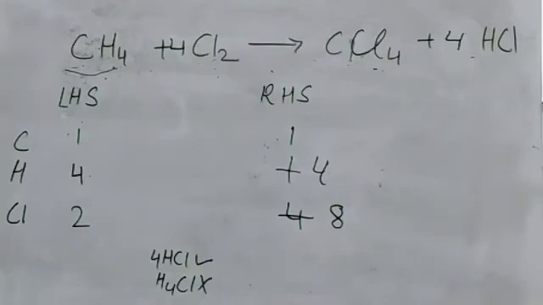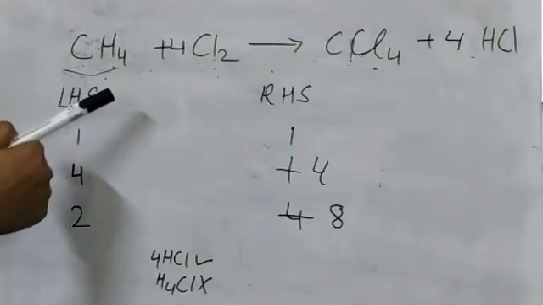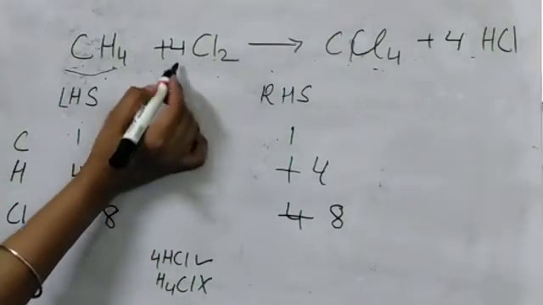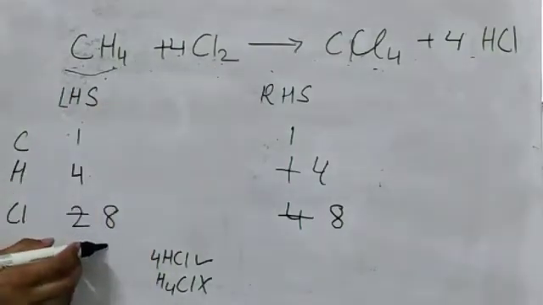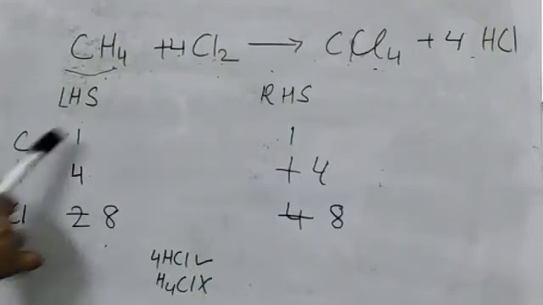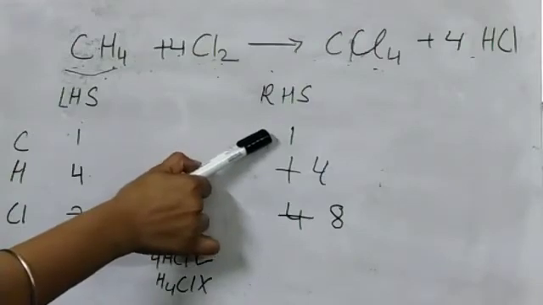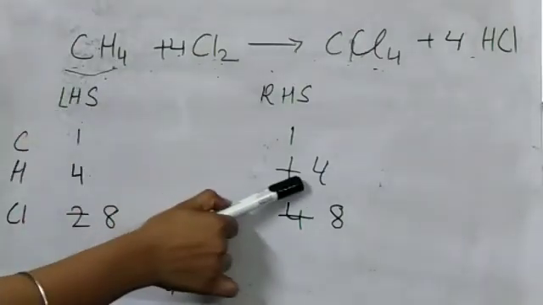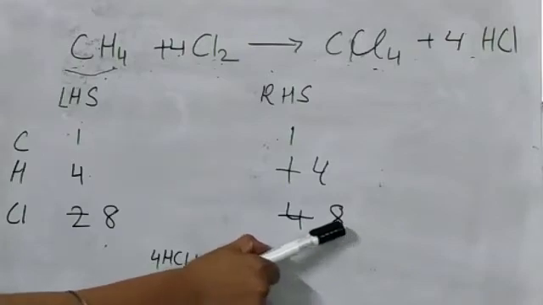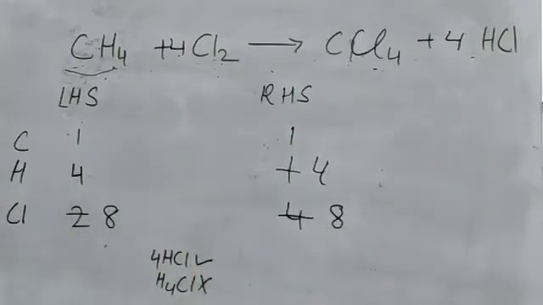Now count again. The number of chlorine atoms on the left hand side is 8. That is, 4 twos are 8. Finally, check the correctness of the balanced chemical equation. 1 carbon atom on both sides, 4 hydrogen atoms on both sides and 8 chlorine atoms on both sides of the chemical equation. Thus, now this equation is balanced.